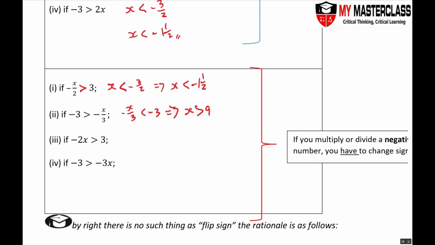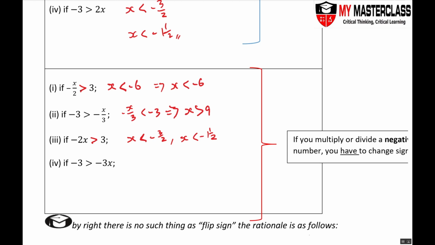Third example, same thing. Divide by minus 2. So what you have here is x more than minus 3 over 2. But this is the mistake that you shouldn't make. Because I divide by minus 2, make sure you flip the sign. Originally it was more than, now it's less than. Simplify, you get x is less than minus 1.5. Sorry, I made a mistake on the top. This should be multiply, so this should be minus 6.